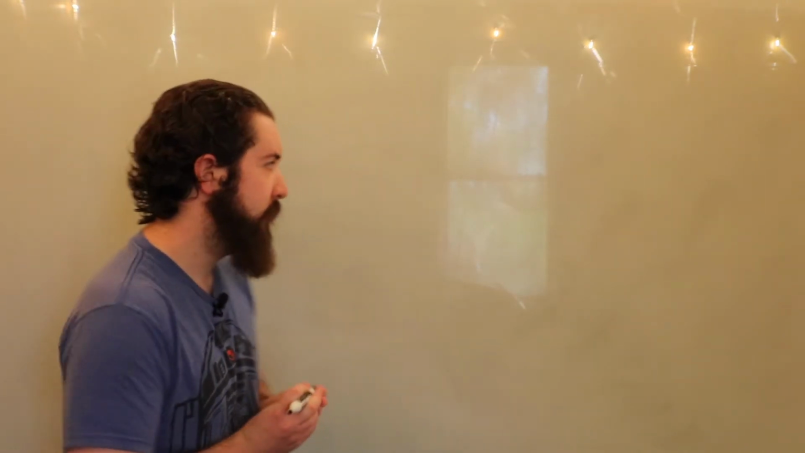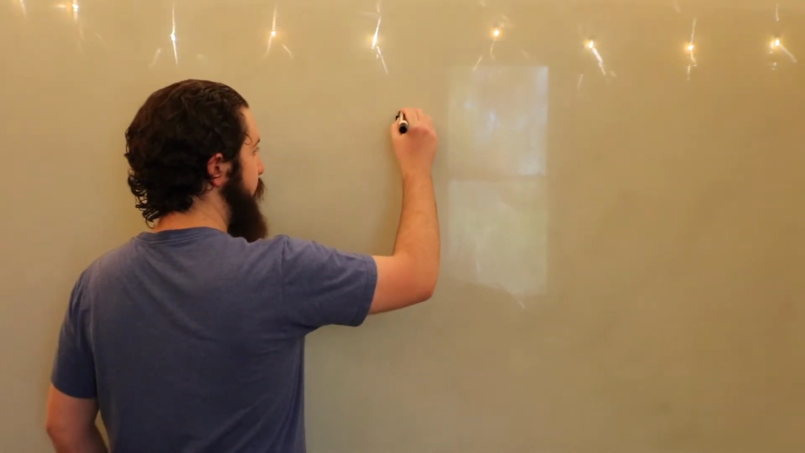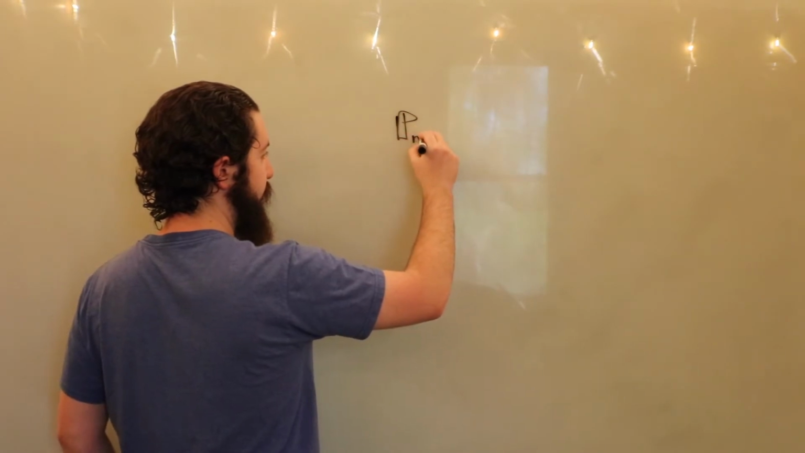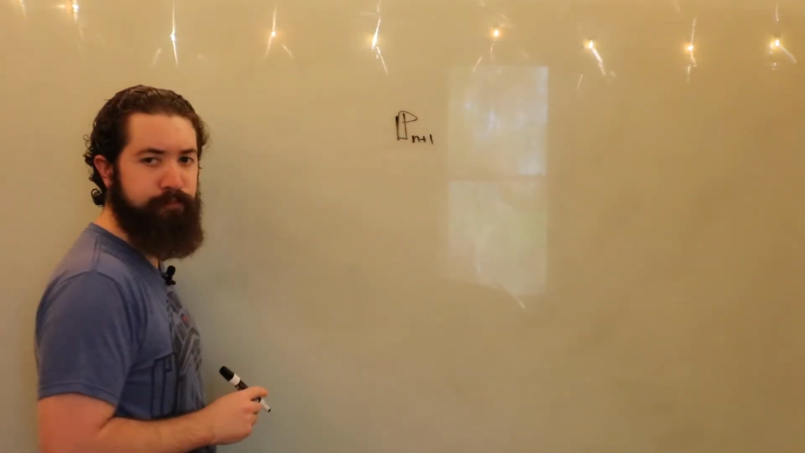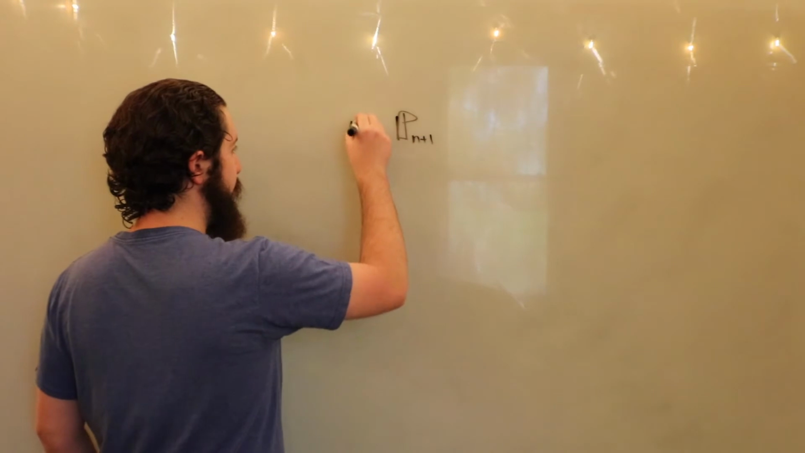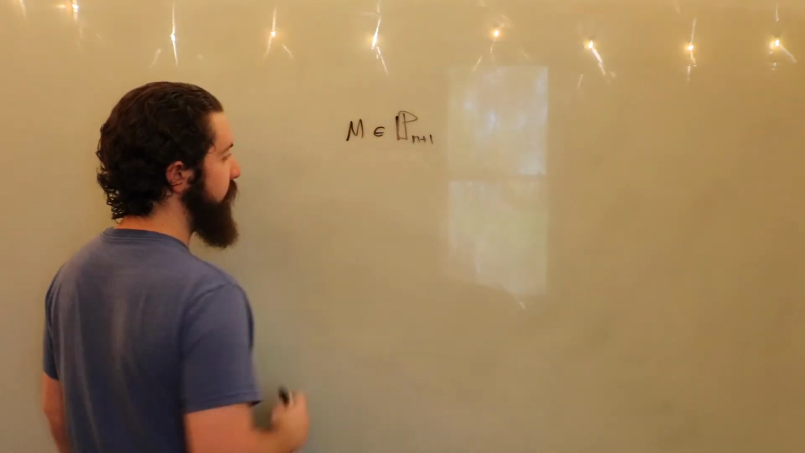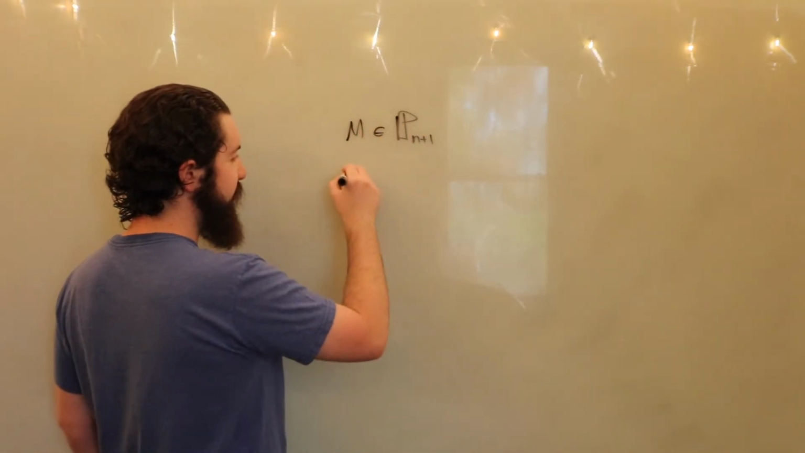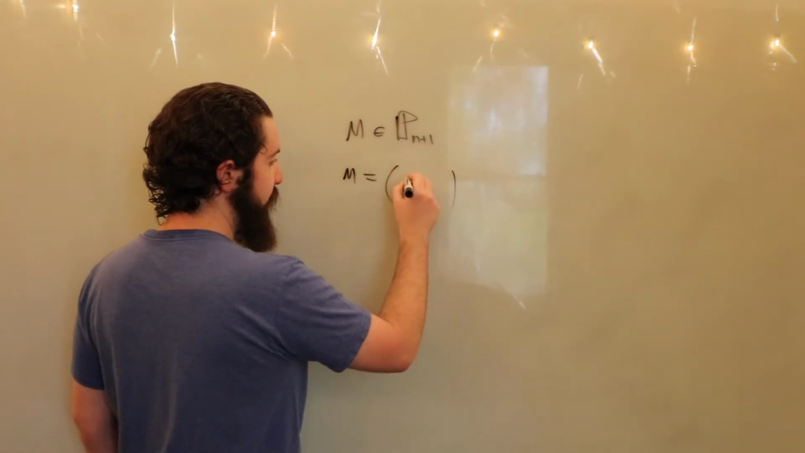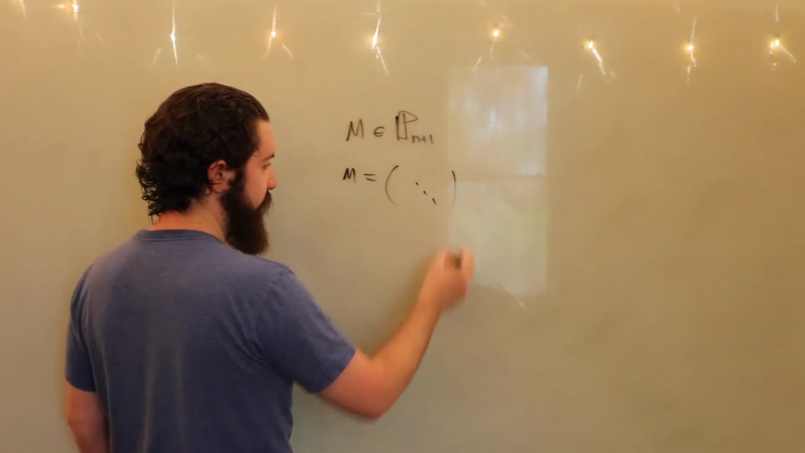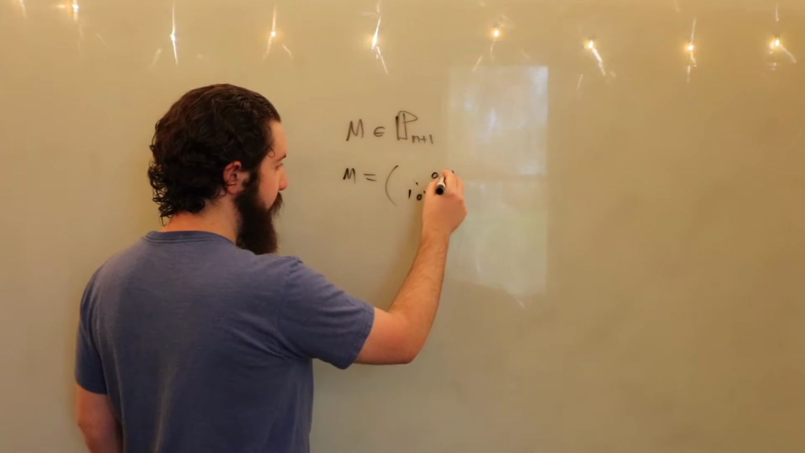Okay, time to think critically about this. So, we have our group of permutation matrices P sub n plus 1. And each element, each matrix in this group, is going to consist of a matrix of 1s and 0s, you know, a little 1 here, a little 0 there, whatever.